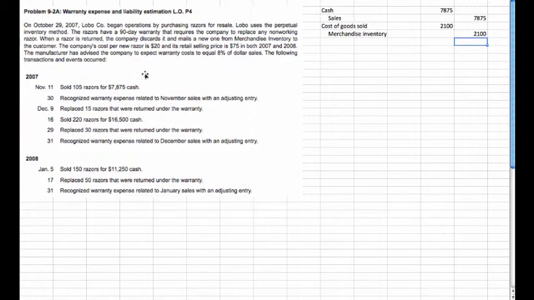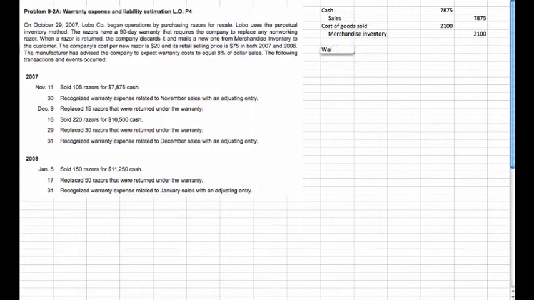So what we've just done is we've recognized the sale, but now on November 30th we have to recognize the warranty expense related to this sale. Well, the warranty expense, as it says, is supposed to be 8% of the selling price. So if our selling price was $7,875, we need to take 8% of that and recognize warranty expenses.